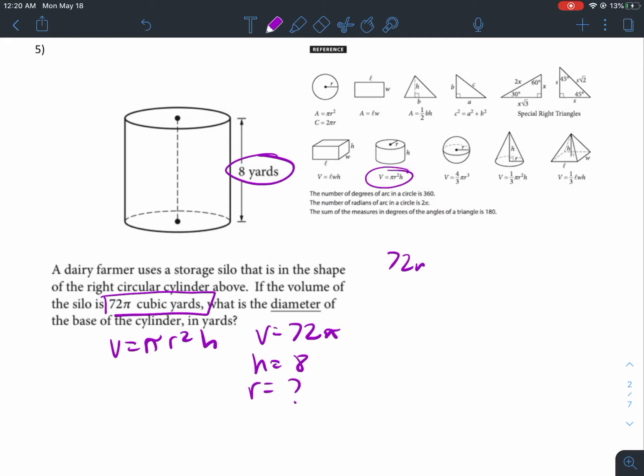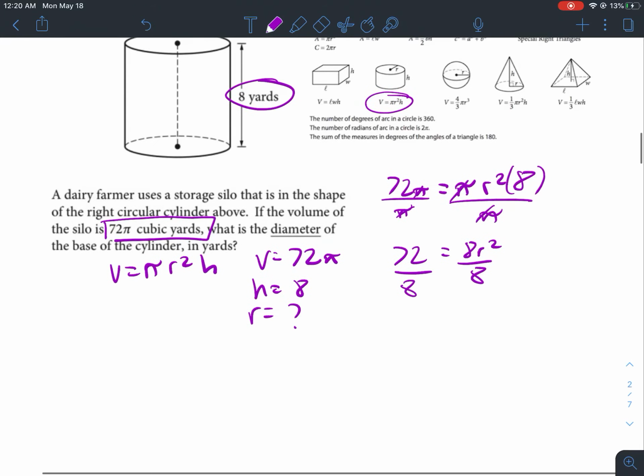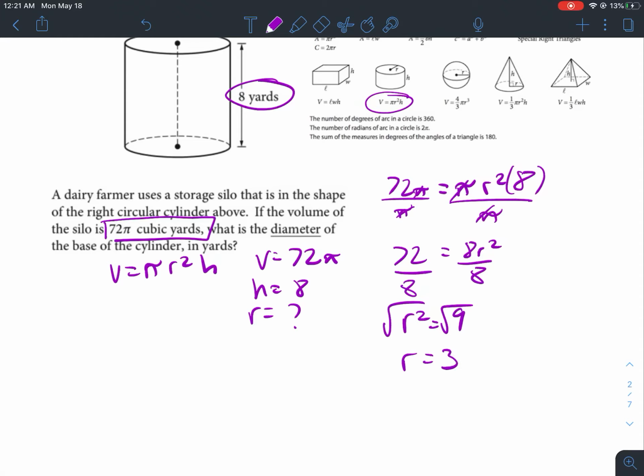So we get 72 pi equals pi radius squared, and then our height, which is 8. So we can cross out these pi's. If we divide one side by pi, we divide the other side by pi, they both go away. We end up with 72 equals 8r squared. We divide by 8. We end up with r squared equals 9. So then to solve for r, we take the square root of both. We get r equals 3.